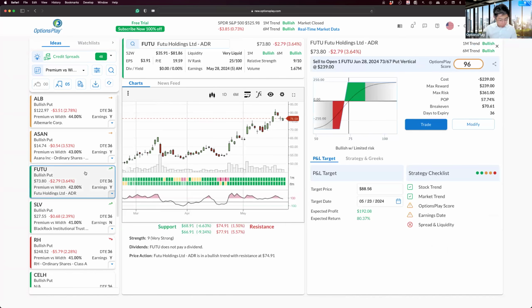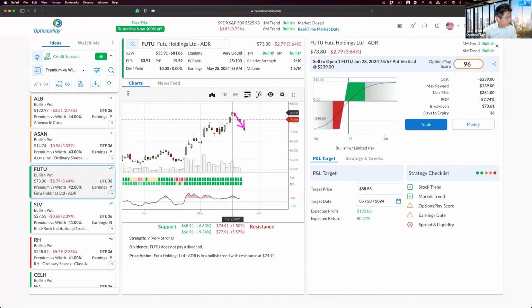As you can see, what I'm looking for are stocks that are in a bullish trend but have recently pulled back a little bit in that bullish trend. And this is really where you're looking for pullbacks that have the opportunity to continue moving higher very, very quickly. Now, as you can see, at the time we're trading at around 73.80. So what we're doing is selling the $73 put and buying the $67 put. All of this has been automated for you.